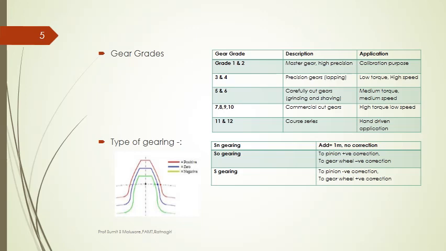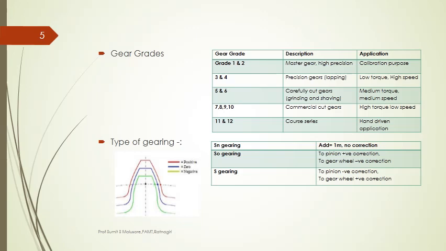It can be used for low torque and high speed applications. Then grades 5 and 6 are called carefully cut gears. Here only one process is missing, that is the lapping process. Hence such gears are called carefully cut gears that can be used for medium torque, medium speed applications.